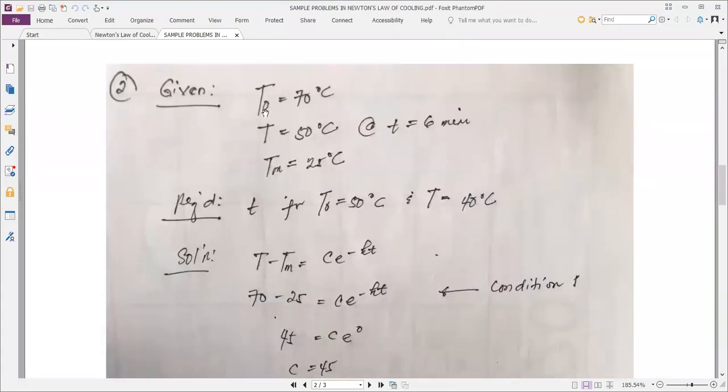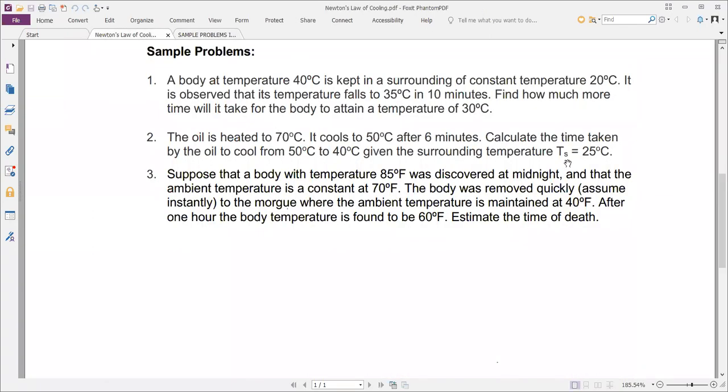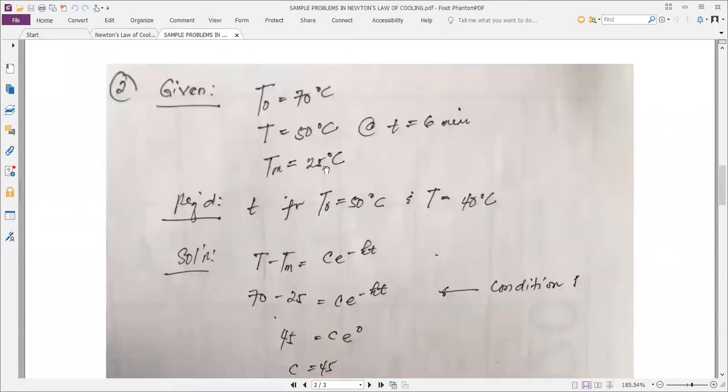Now, this is our initial temperature, and this is the temperature when we started after we started heating. So this happened after 6 minutes. The cooling started. So the heating stopped. Then we did cooling for this oil, and this happened here for 6 minutes. Then the temperature of the medium, it did not mention it. So the surrounding temperature T sub S here, or the medium temperature, is 25. So that's our T sub M, which is 25. Now you are asked to determine the time for the temperature to cool down from 50 to 40 degrees Celsius.